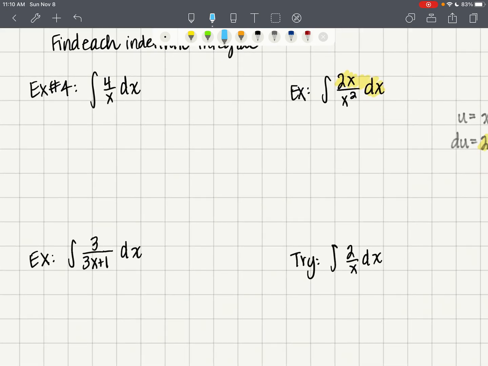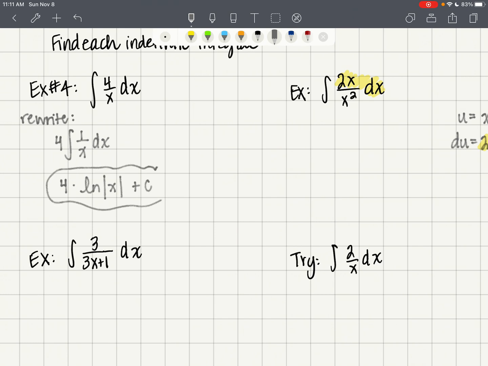We have example 4, the integral of 4 over x dx. Well, I'm going to rewrite this. Before I do u substitution, I can recognize that if I take the 4 to the outside, then I don't have to use u substitution because that denominator is just x. And what's left over is perfect, it's just dx. So the integral of 1 over x dx is going to be the natural log of the absolute value of x. So we get 4 times the natural log of the absolute value of x plus c.